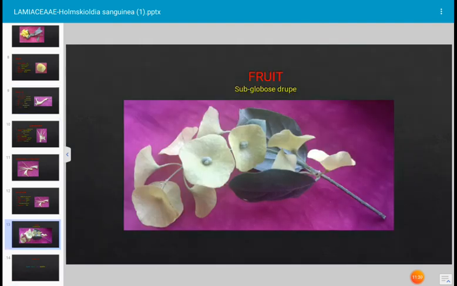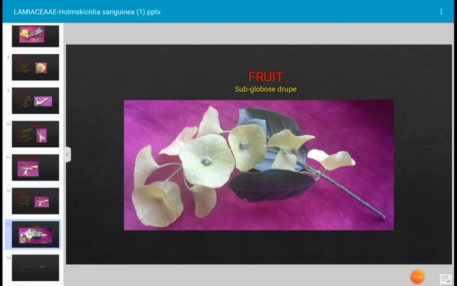And the fruit of this plant, genus Holmskioldia sanguinea, family Lamiaceae. The fruit, it is a drupe type of fruit. Subglobose drupe type of fruit occurs in this plant. What is drupe? Drupe is an indehiscent fruit with hard stony endocarp enveloping the seed. Usually it is one-seeded fruit.